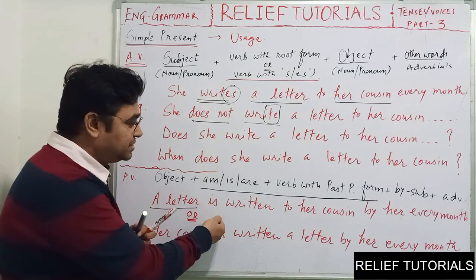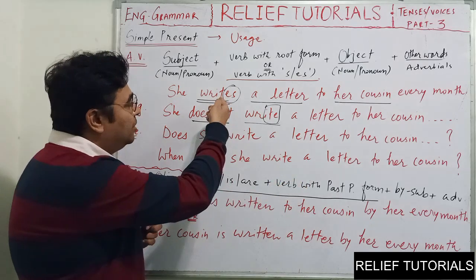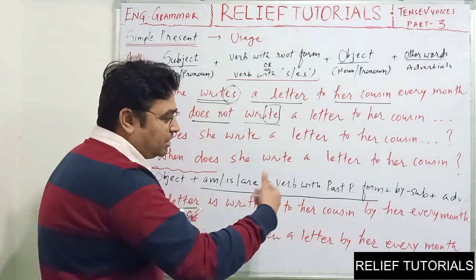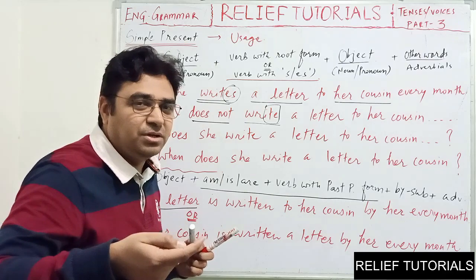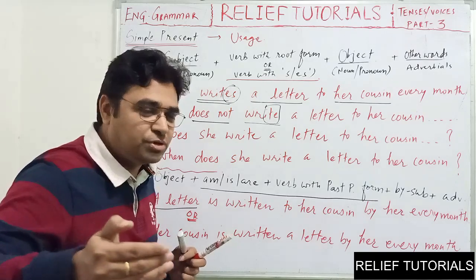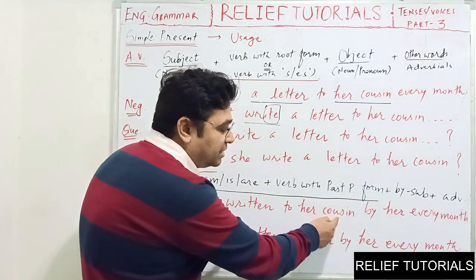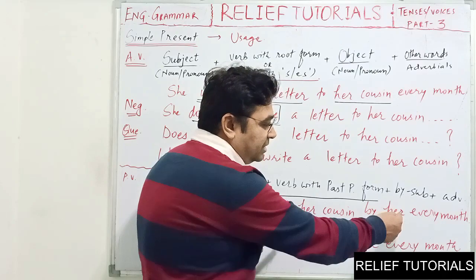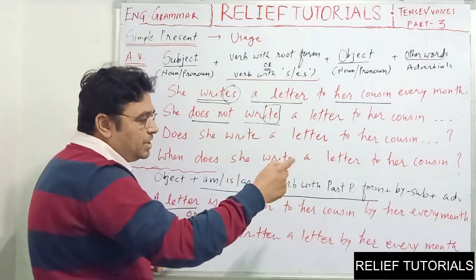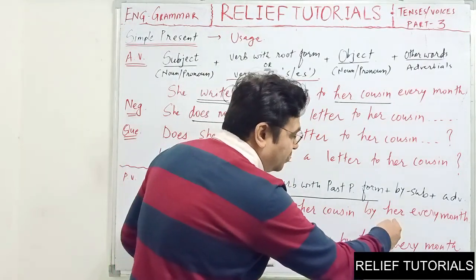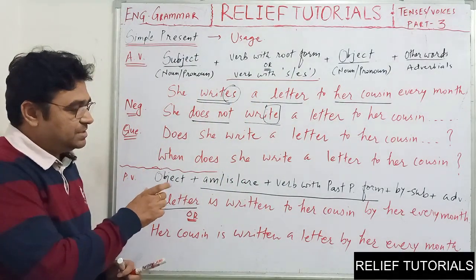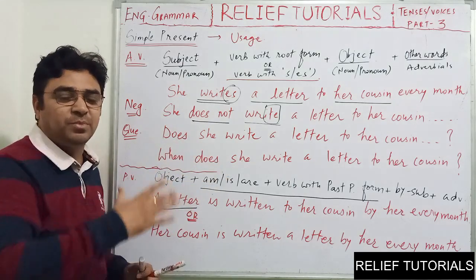So letter is. Then the past participle form of the verb. The verb is write, so the past participle form, the V3 form, is written. Then the object that is not taken for making the passive voice is kept at the same place as it was. So it is here, to her cousin, then by, then the subject is she. If it goes to the other side of the verb, it turns into object case. So it turns into her, and then the rest of the words. The whole thing is: a letter is written to her cousin by her every month.